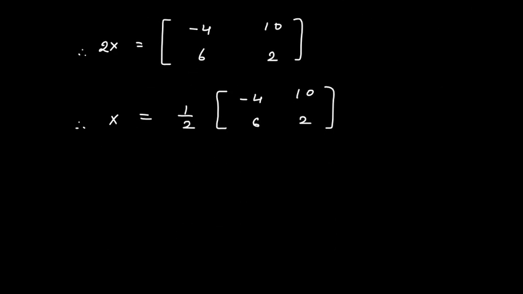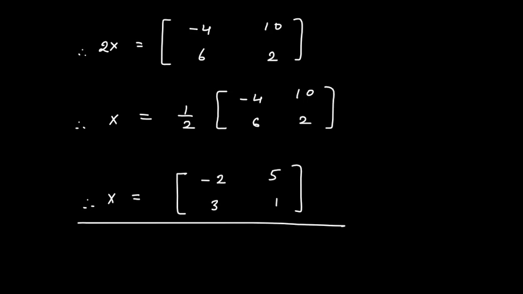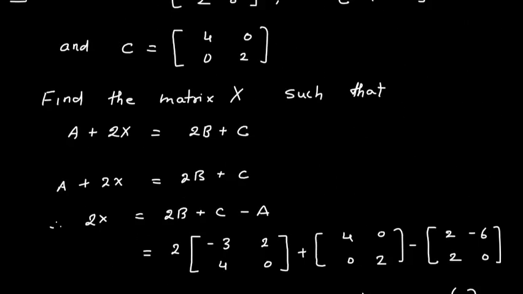So therefore x is equal to, this is minus 2, this is 5, this is 3, this is 1. x is equal to the matrix minus 2, 3, 5 and 1. This is the value of x.